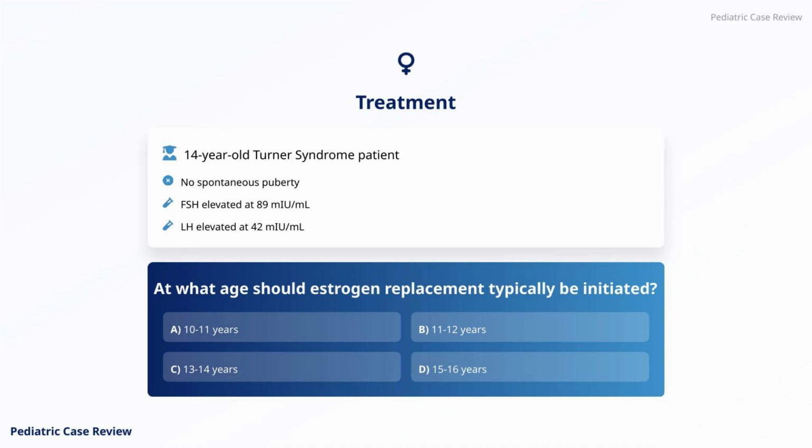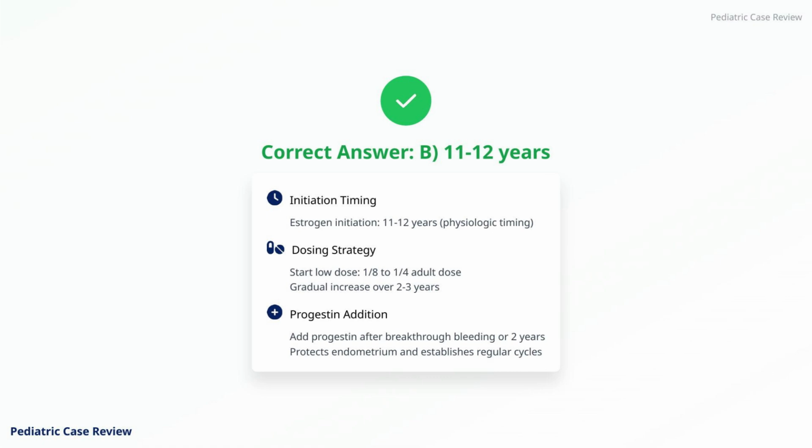Option A, 10 to 11 years. Option B, 11 to 12 years. Option C, 13 to 14 years. Option D, 15 to 16 years. The correct answer is B, 11 to 12 years, which matches physiologic puberty timing.